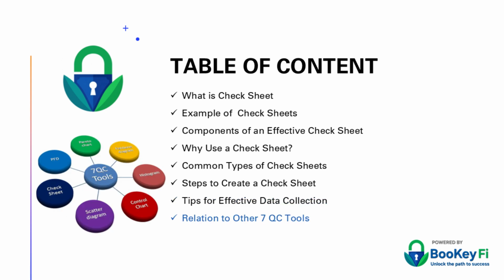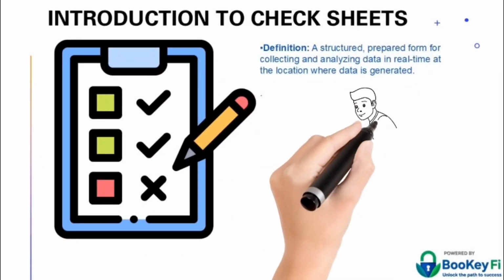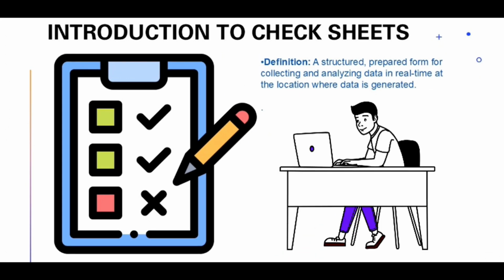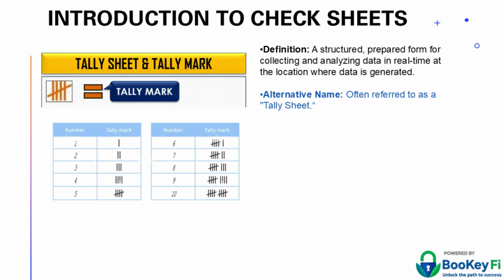A structured, prepared form for collecting and analyzing data in real time at the location where data is generated. This ensures that information is captured accurately as it happens, preventing errors that occur when relying on memory. Often referred to as a tally sheet, this name reflects the simple and effective method of marking occurrences with quick strokes or tallies during a busy shift.